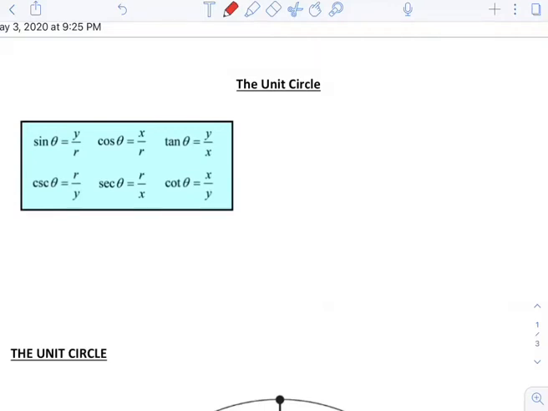Hey guys, in this section there's not going to be any questions, it's just a reference for you in terms of what the unit circle is and how to use it. It's a very useful tool for finding exact values, and we'll get into it here. So unit circle, but basically unit means one. So what does that mean?